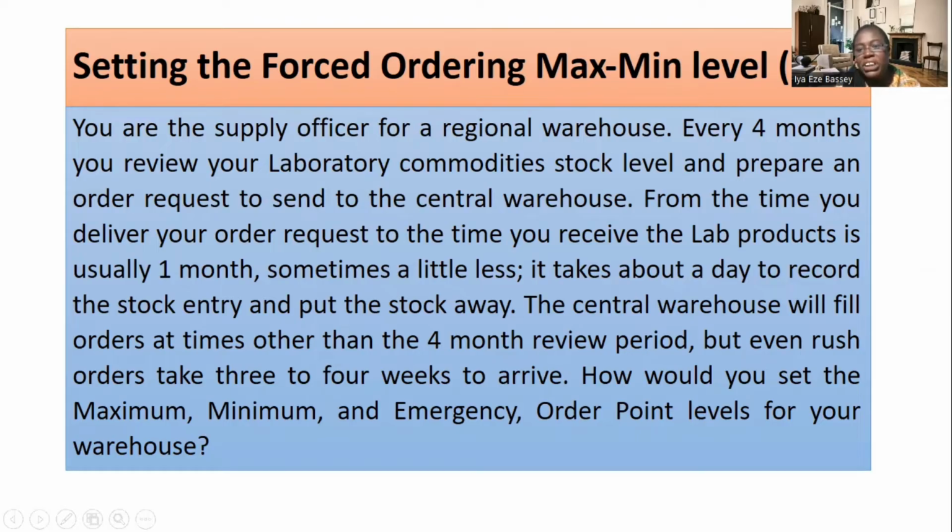You're the supply officer for a regional warehouse, and you know that every 4 months you have to review your laboratory commodity stock level and prepare an order request to send to the central warehouse. From the time that you deliver your order request to the time you receive the lab products is usually 1 month. All right? Does that sound familiar? That sounds like a word we should have known since, sometimes a little less. It takes about a day to record the stock entry and put away the stock for use. The central warehouse will fill orders at times other than the 4-month review period, but even those rush orders take about 3 to 4 weeks to arrive.